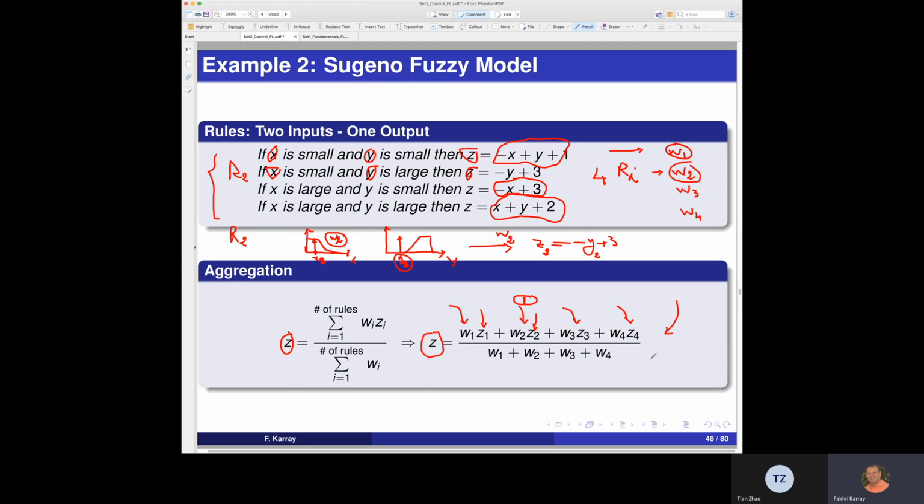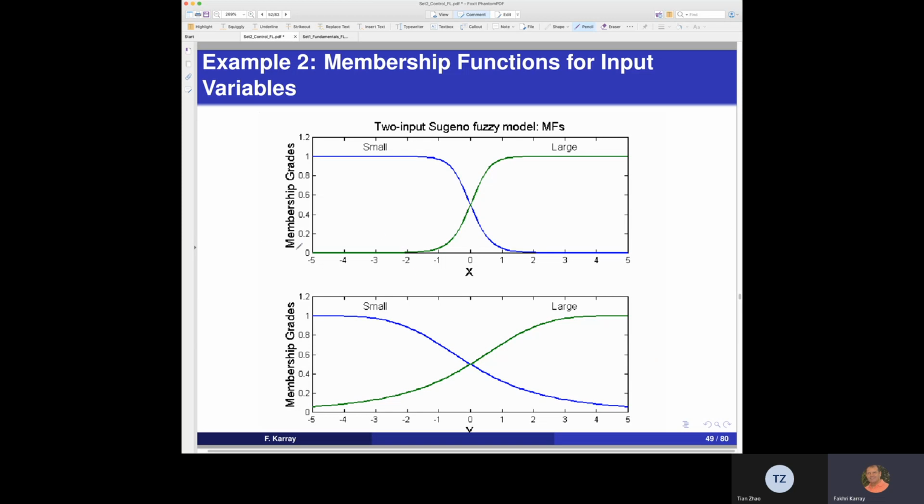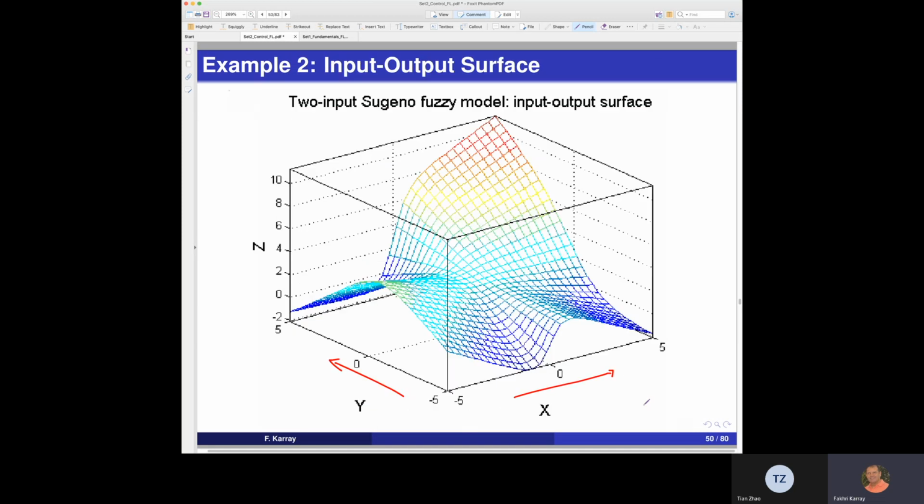Once we do this for all the values for x between minus 5 and 5, and for y between minus 5 and 5, we obtain this particular control surface for the two-input Sugeno fuzzy model. It's known as the input-output surface, okay? And this is one way of creating the input-output surface.